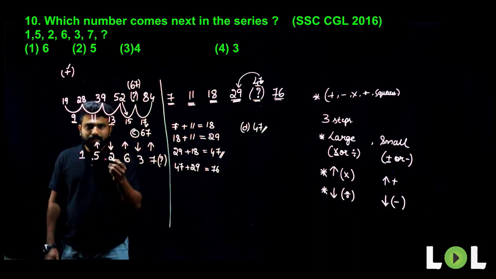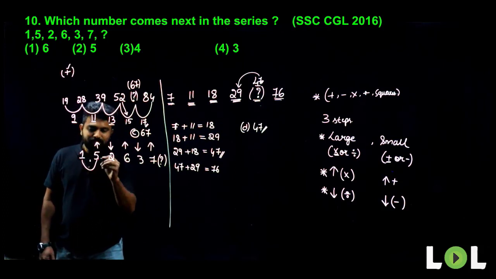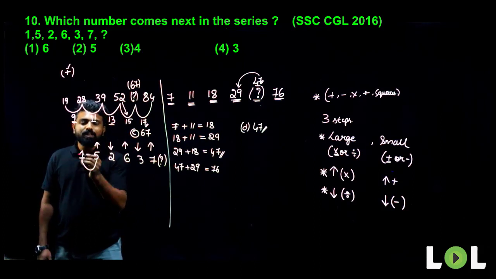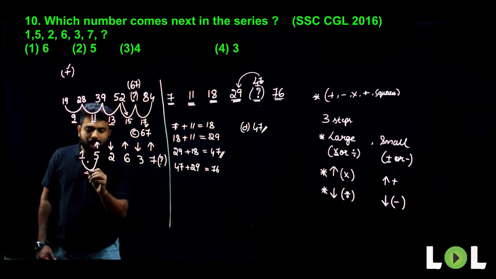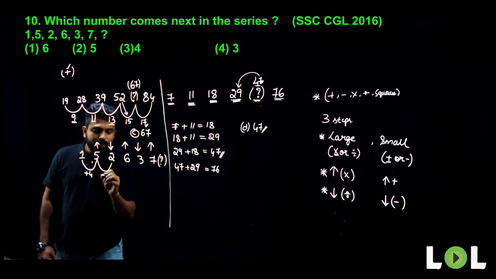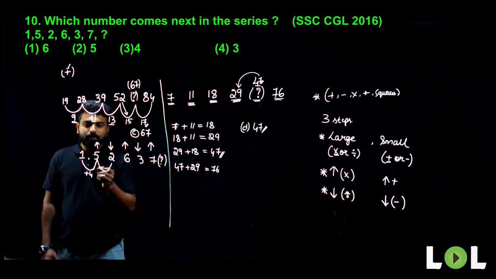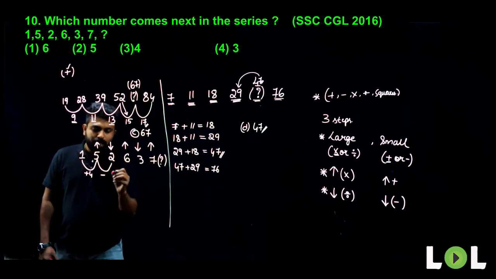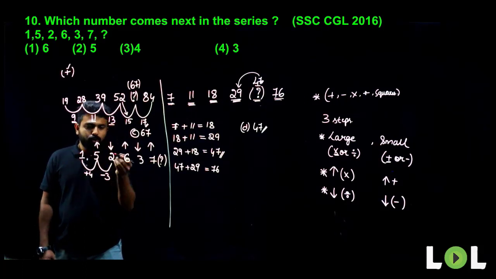Now what do I need to do? I'll start taking the difference between the consecutive terms. What is the difference here? 1 to 5. How do I go from 1 to 5? I need to add 4 to 1 to get 5. From 5 to 2, there is a decrement, meaning there will be subtraction involved. What should I subtract from 5 to get 2? I need to subtract 3 from 5 to get 2.